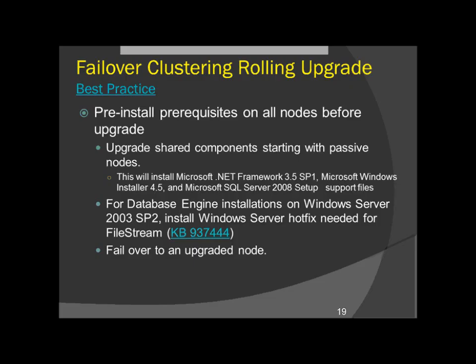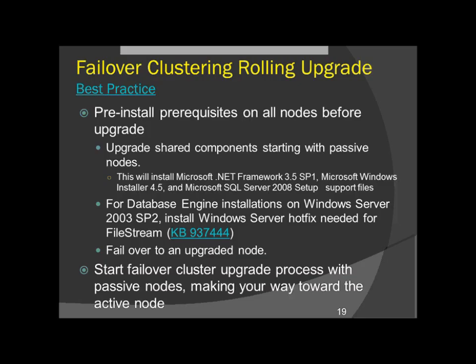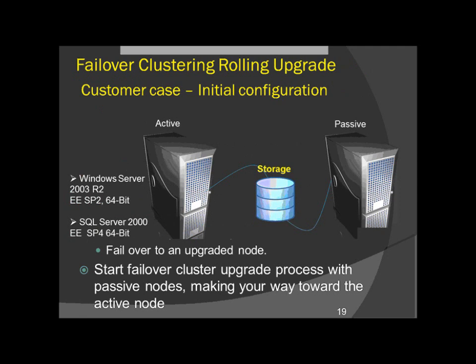And just a note here about a knowledge base document that talks about Windows Server 2003 SP2. You need to install this server hotfix, because it is required for the failover clustering, the rights and permissions that are required for that 2003 version. So failover to an upgraded node, because the failover will always run from the passive node, as I said before. Obviously, start with the passive node so that it gives you much longer time and your existing application can continue. I just want to show that with a graphic here.